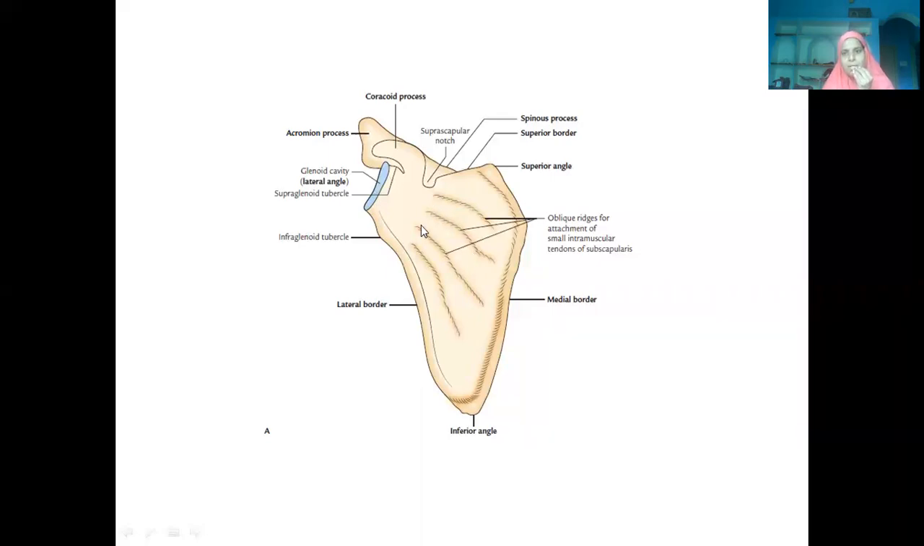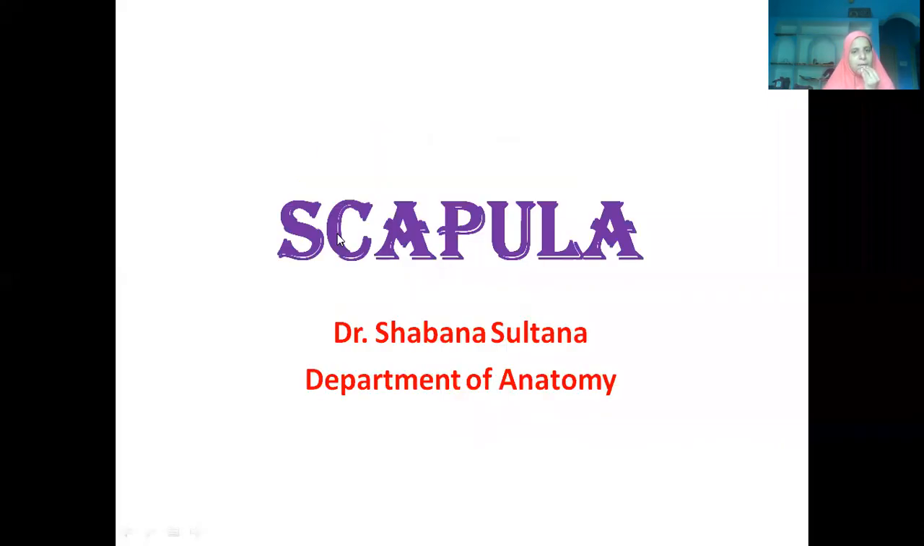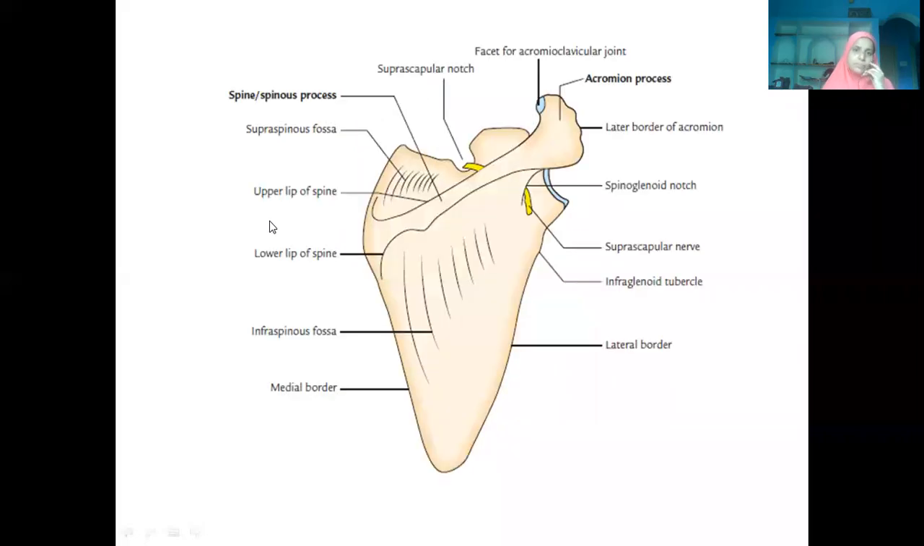All these oblique ridges actually show the attachment of one of the muscles, seen in this subscapular area, the subscapular fossa or costal area. The muscle we have here is subscapularis.